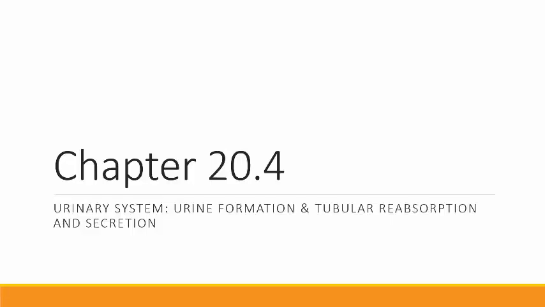Our job in this lecture is to continue trying to make sense of how urine is formed by looking at the two processes that will modify the glomerular filtrate. So we'll look at tubular reabsorption and tubular secretion.